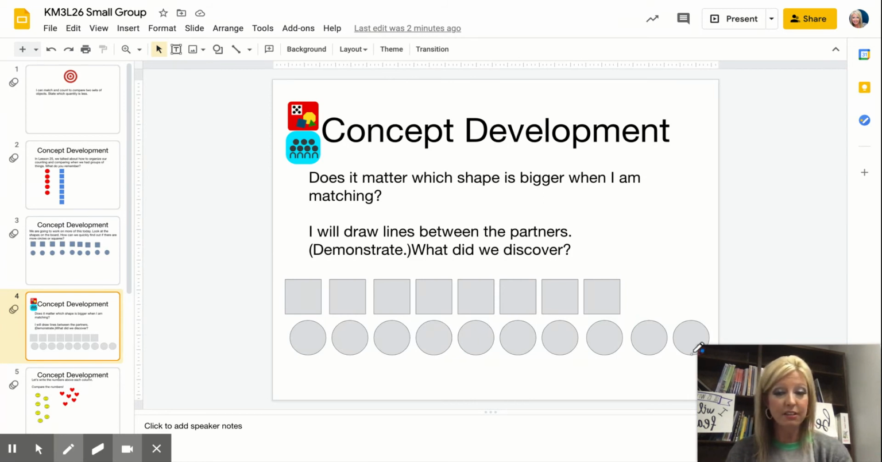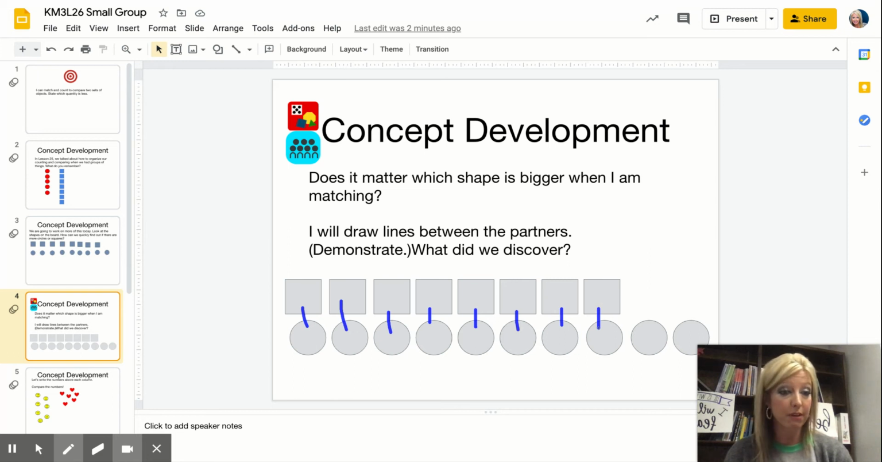It doesn't. So let's see. Look at our picture. Do we have more squares or do we have more circles? It looks like we have more circles, but let's line them up just to make sure, to make sure we don't double count anything or our picture didn't get off. So what do we have fewer of, squares or circles?